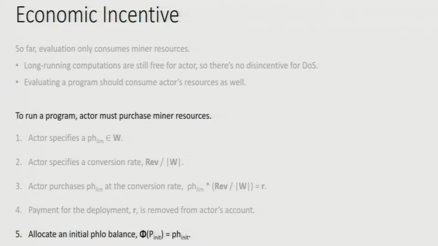So when we multiply pH_lim by the rev over cardinality of W, we essentially get the amount in rev that's going to be removed from the deployer's account to pay for the computation. And since that purchases you your initial amount of flow, then you can set that as your initial rate, and we can begin execution. So this is probably a good time to open up the floor for questions.